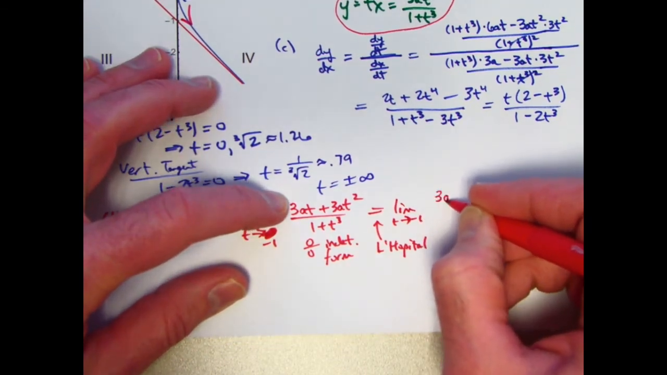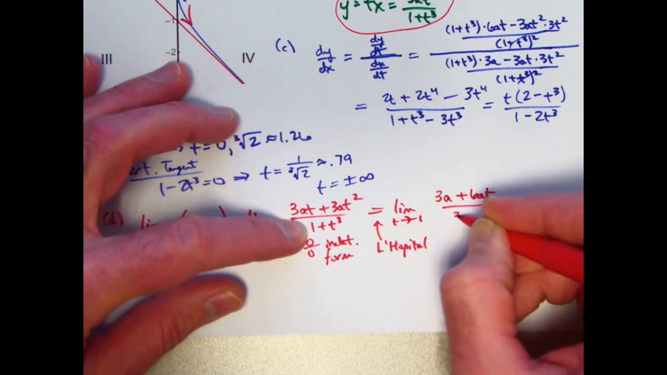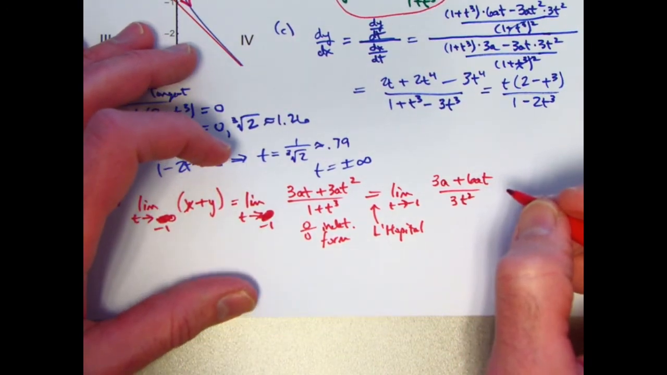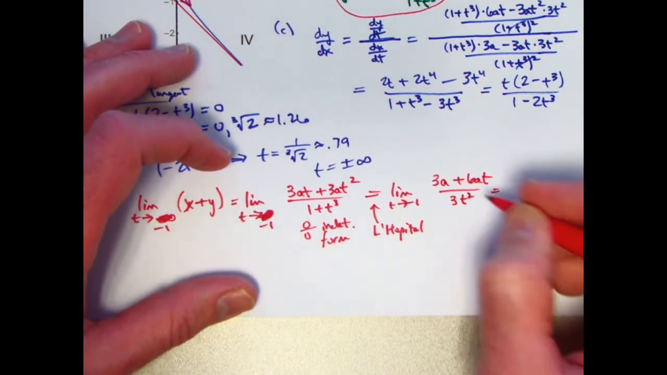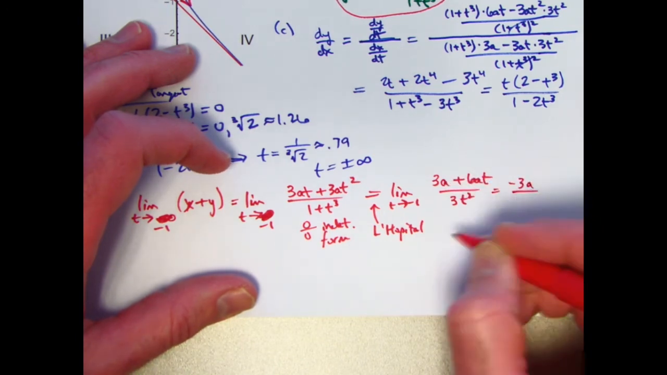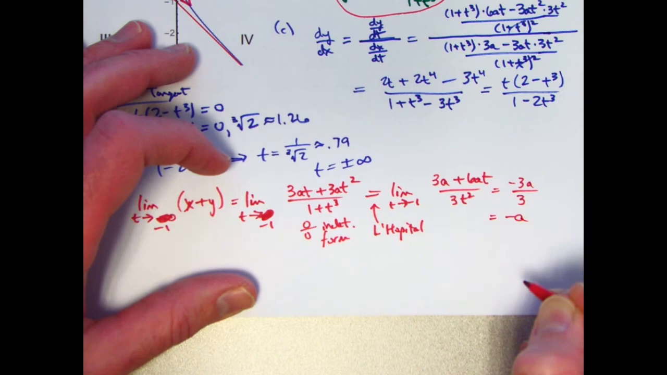Differentiate this and get 3a plus 6at. Differentiate this and get 3t squared. And now this is not an indeterminate form as t goes to -1. We're not dividing by 0. We get 3a minus 6a is -3a, divided by -1 squared is +1. And we do indeed get -a.